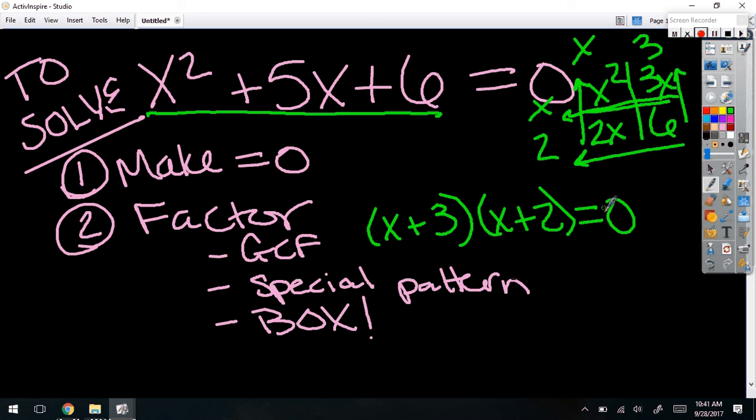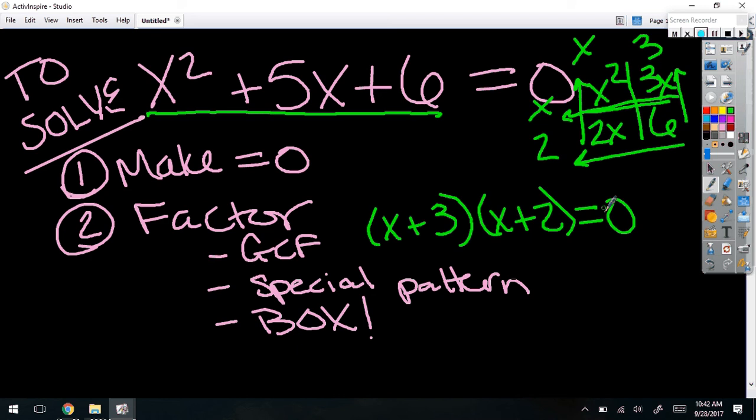If you're multiplying two things together and you get 0 when you multiply them, what has to be true? Don't look at this problem. I've got two things that are multiplying together and they equal 0. What has to be true about one or both of those things? One of them has to be 0. The only way to get 0 when you multiply is if you start with 0, right?